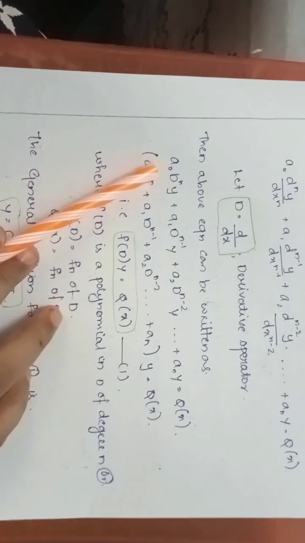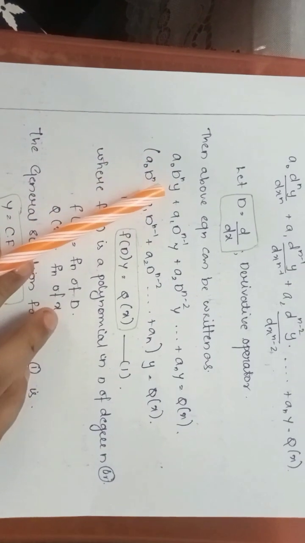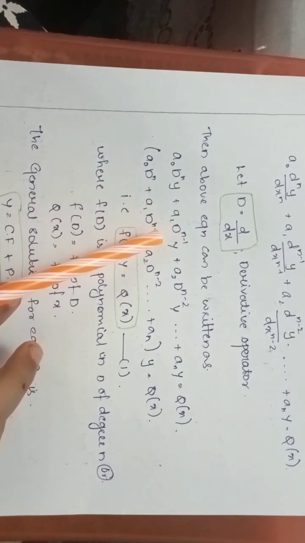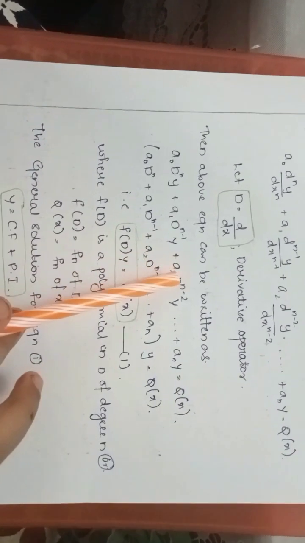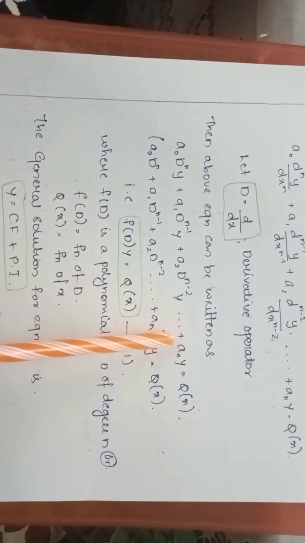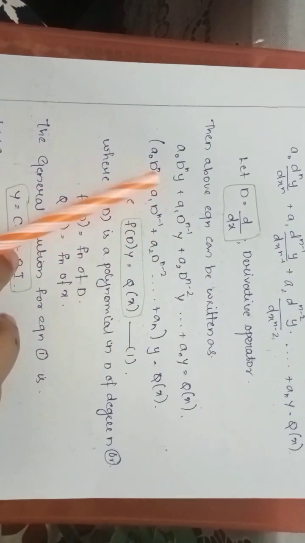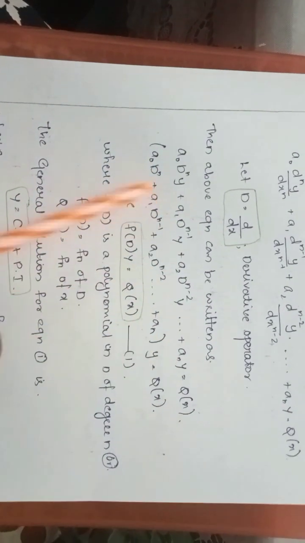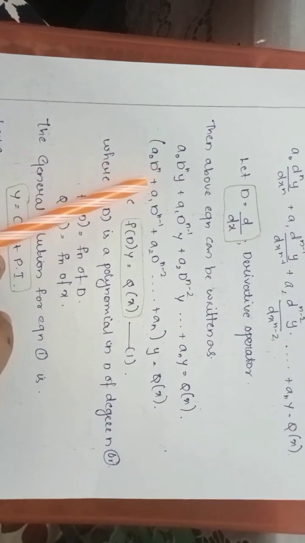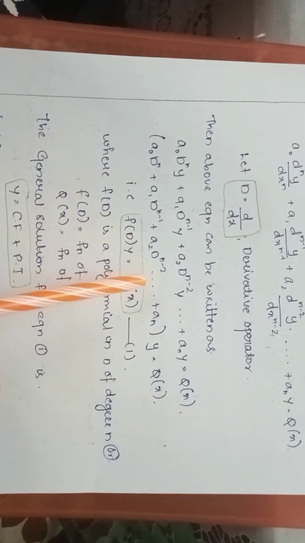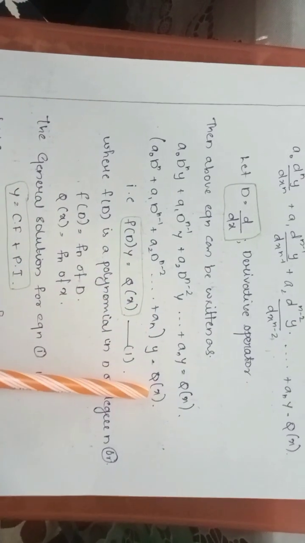So this d by dx can be rewritten as D, which is the derivative operator. So the above equation will turn out to a naught into D raised to n y plus a1 D raised to n minus 1 into y plus a2 into D raised to n minus 2 into y, etc. up to an into y equal to q of x. From this we can take y common and it would be of the form y into a naught into D raised to n plus a1 into D raised to n minus 1 plus a2 into D raised to n minus 2, etc. up to an, that is equal to q of x.